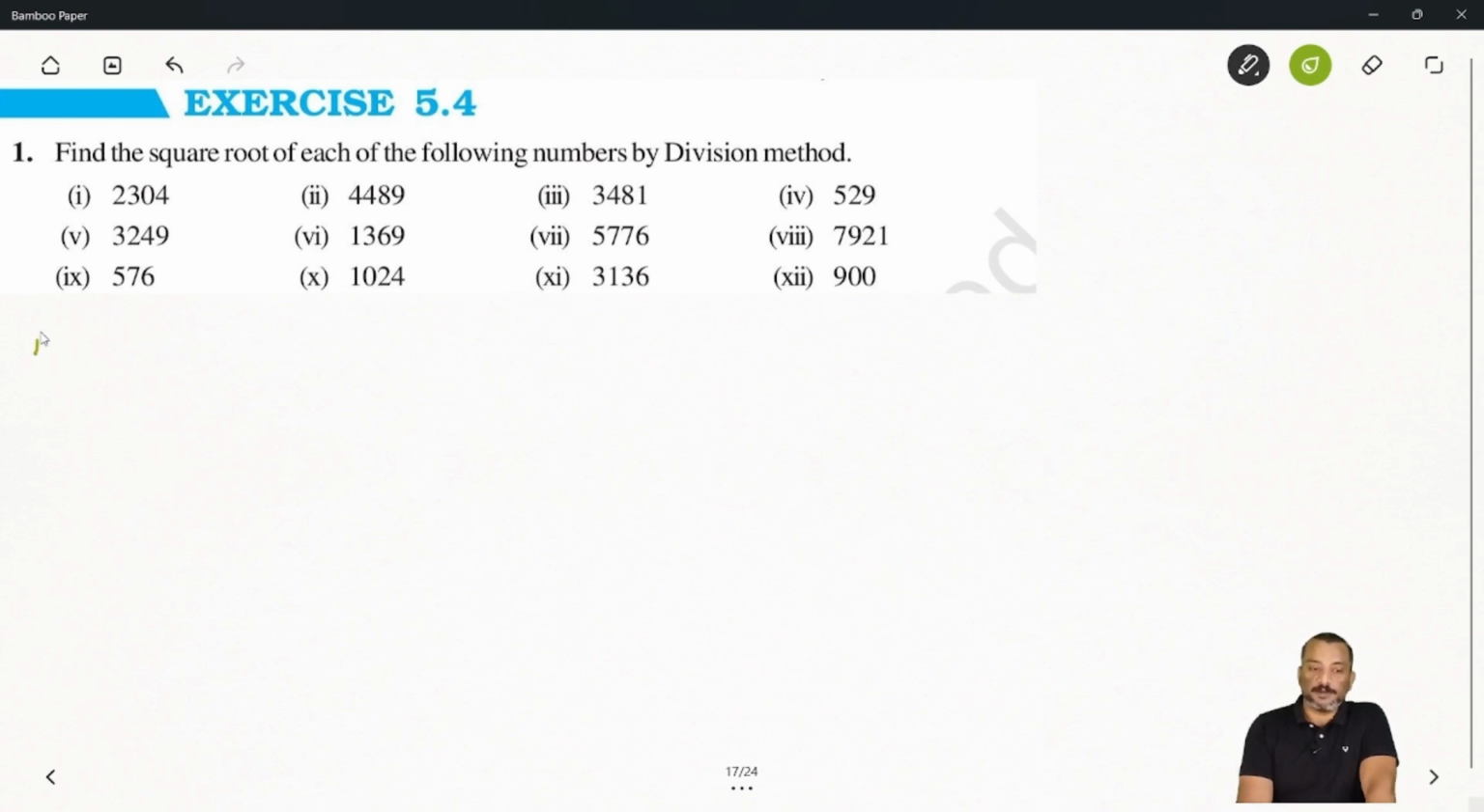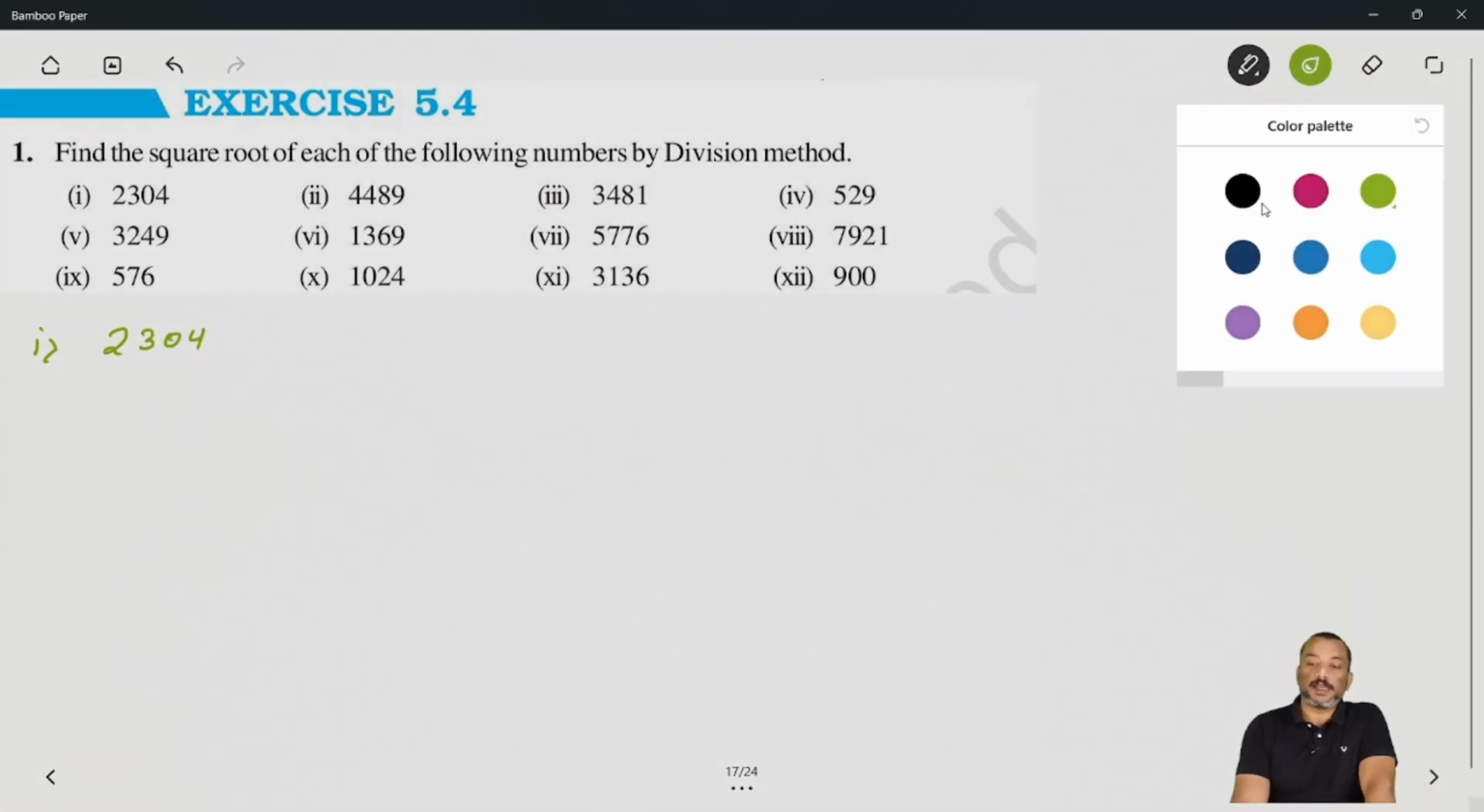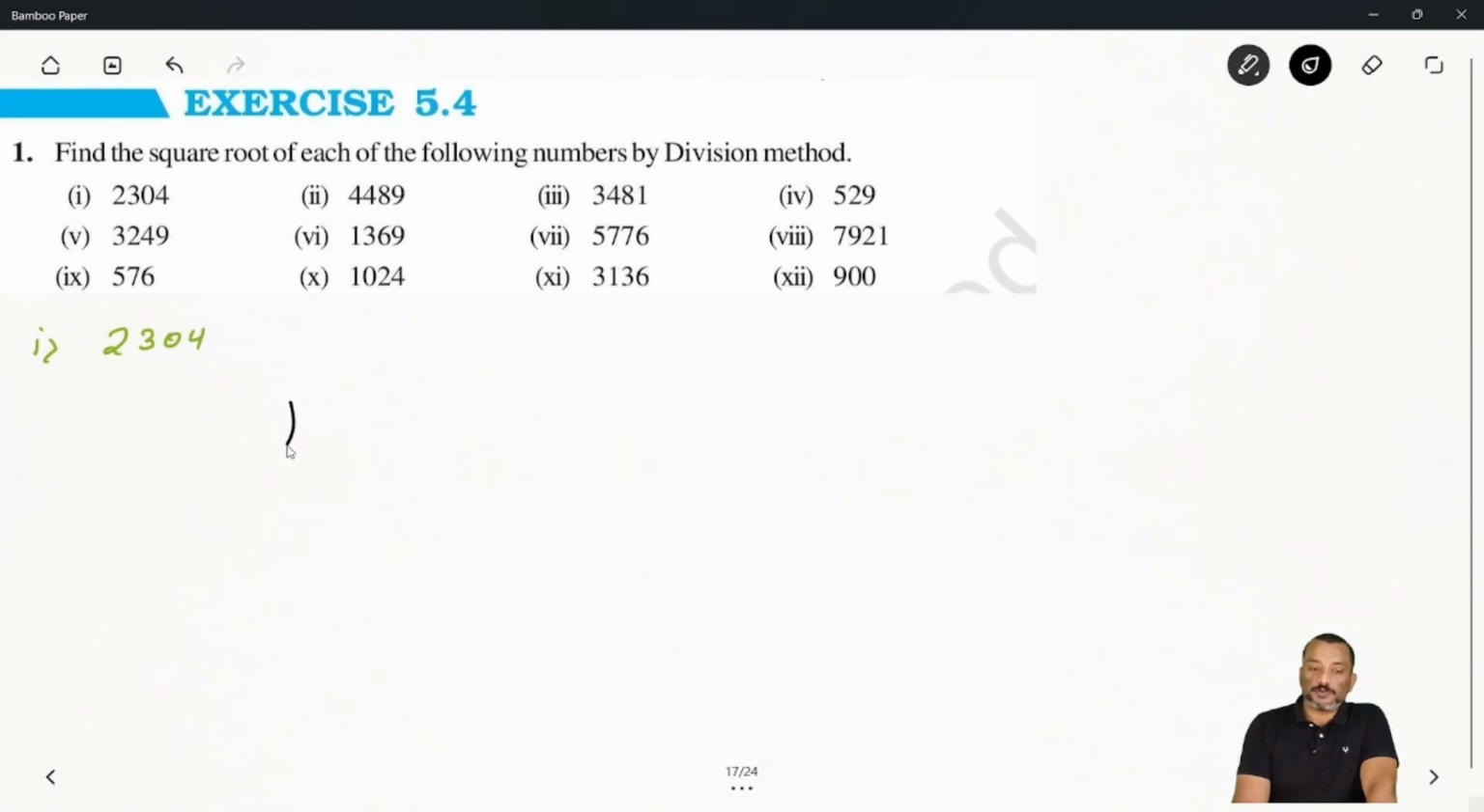So here it is saying the first question, 2304. We have to do this by the long division method. So first we take 2304. Now we will always take numbers in pairs. First we take 23. Before 23, the perfect square coming is 16, so 4 squared. So we take 4 and write it in the quotient place.